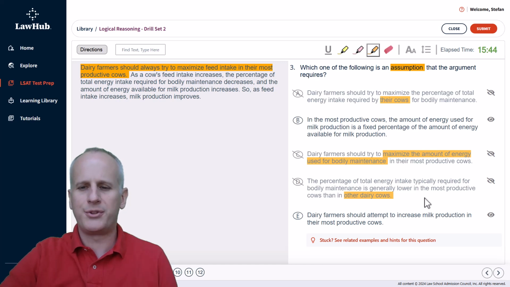So we'll start with choice B, just kind of going in order here. We just want to add or remove the word not from the main verb in these cases. So choice B, in the most productive cows, the amount of energy used for milk production is not a fixed percentage of the amount of energy available for milk production. Okay, so it changes. I have no idea how it changes. I don't know if it goes up. I don't know if it goes down.